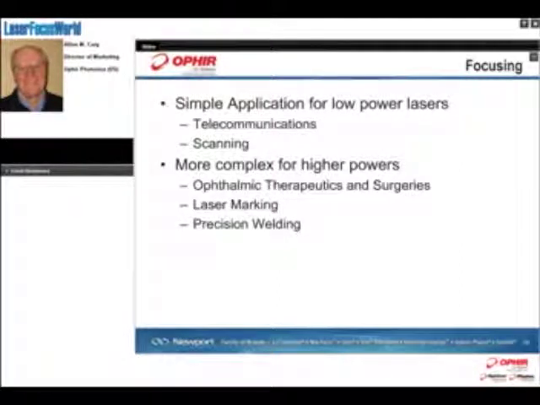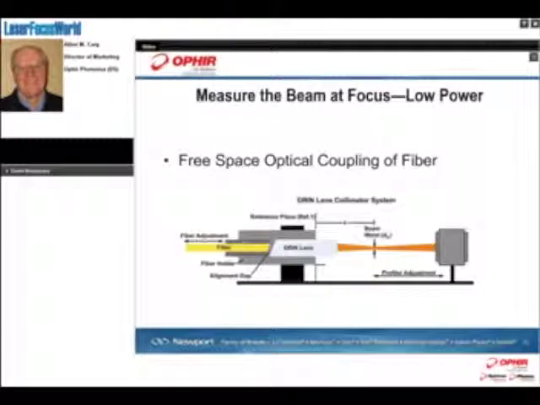So first of all, as I said, it's very simple in a low power situation. A typical application, for instance, would be a free space optical coupling of fiber. So you're putting a lens. They're called GRIN lenses or gradient index lenses. They're put on the end of fiber, and they form some kind of a waist or even a collimated beam. And you just simply measure them by putting the profiler right where you want that waist, measuring the waist.